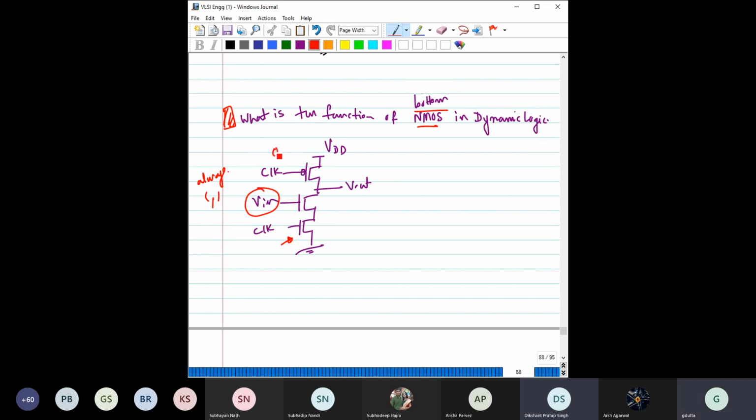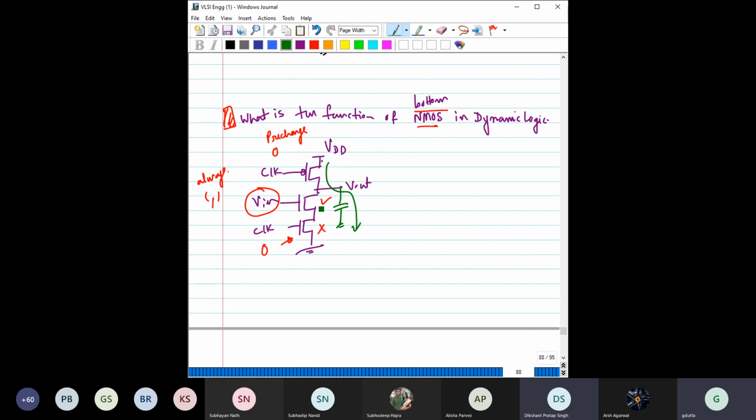During pre-charge, clock is 0. This transistor is off, but this transistor is on because it is always on, and we have a path from here which can charge this capacitor. As this transistor is off, there is no path from VDD to 0, right?